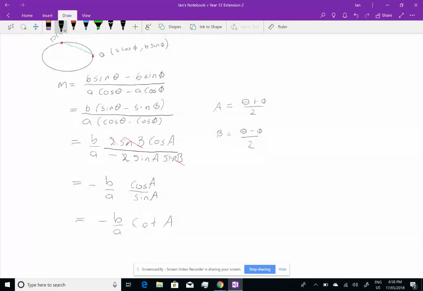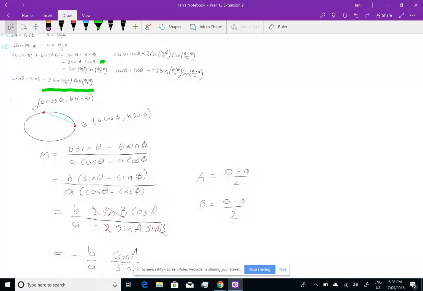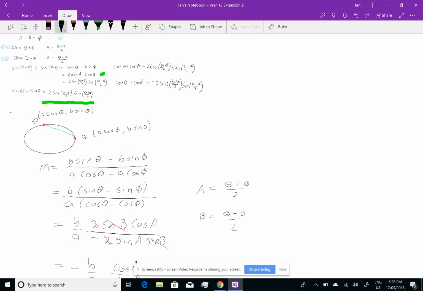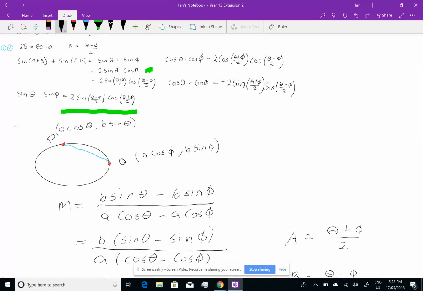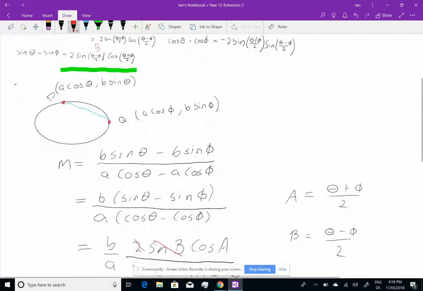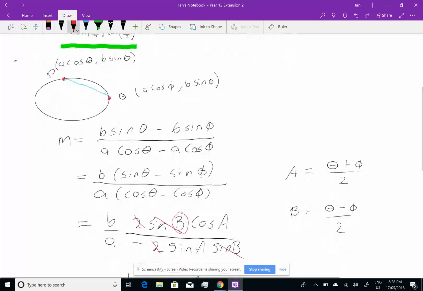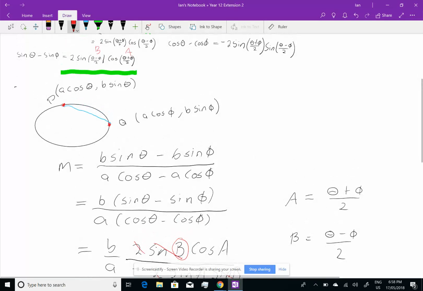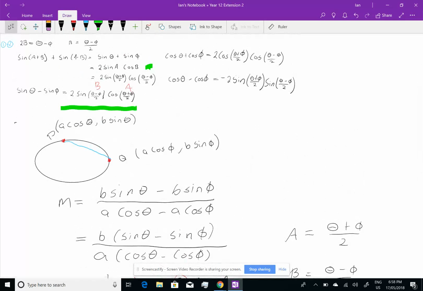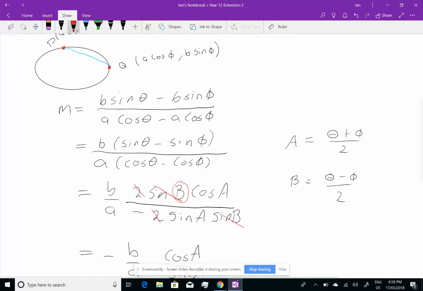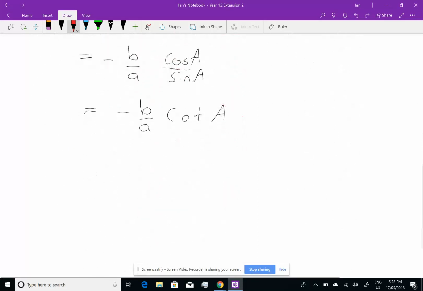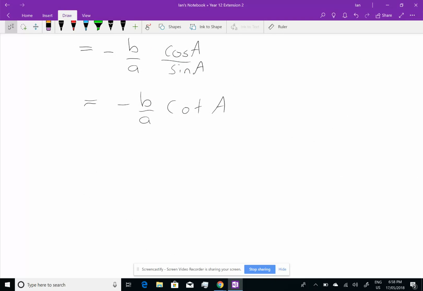So now I've got my gradient. Now if this little bit here confused you, just remember I'm using this, and that is here, that's your b. See the b here and the b here, and that's a. And underneath, that's your a, and that's your b. Can you see? Down here? Okay. So I get minus b on a cot A.